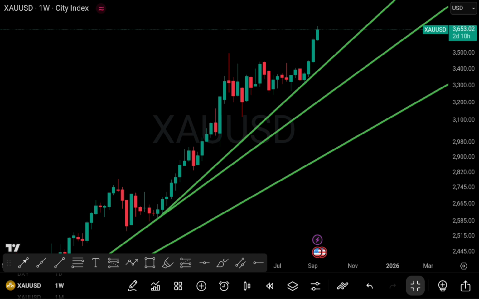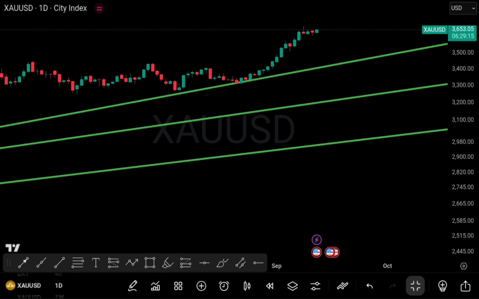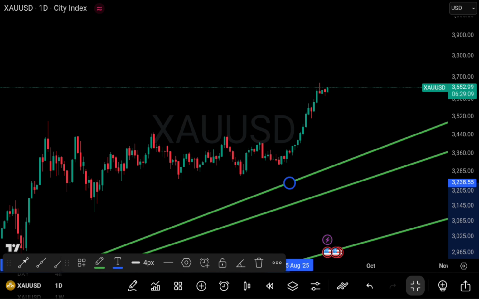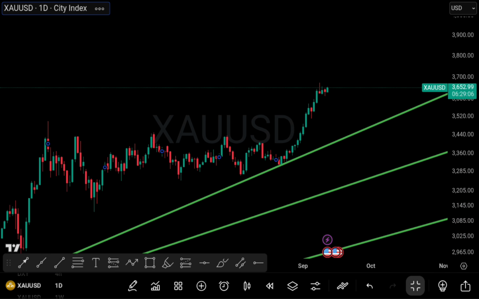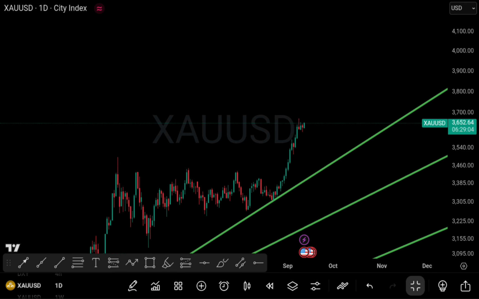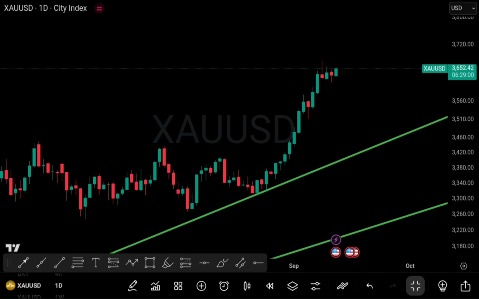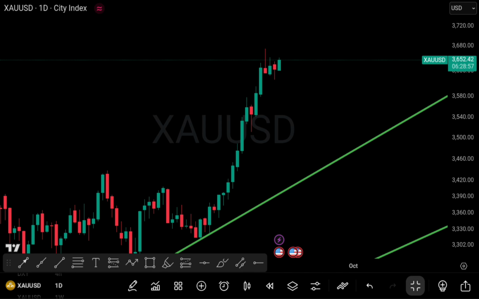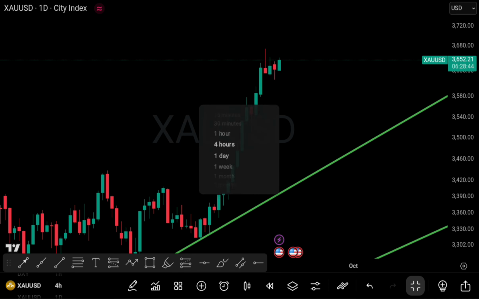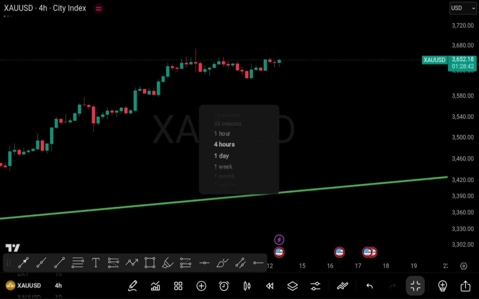Now we can go down to the daily time frame, make our adjustments here on the daily. All right, so this is on the daily. We also see that the market has completely pushed up from this trend line that we just drew. We can come in with something steeper. Let's go on the 4 hour time frame to really see the trend that I'm talking about.